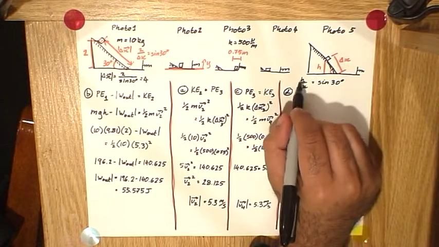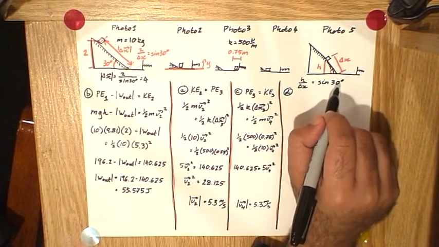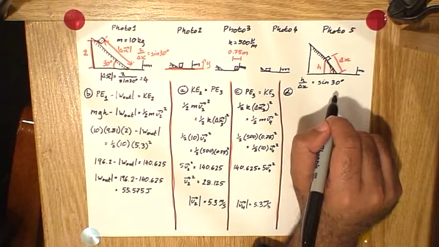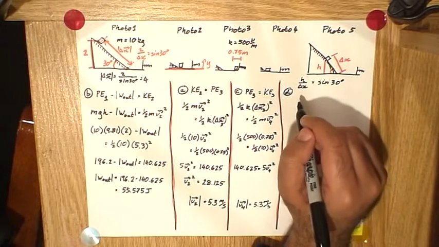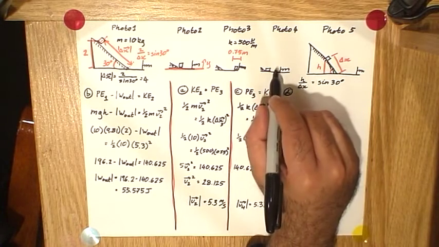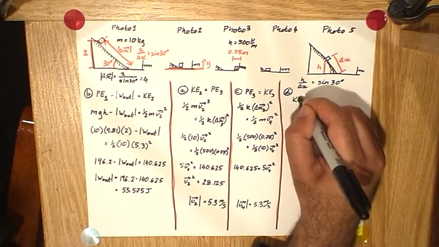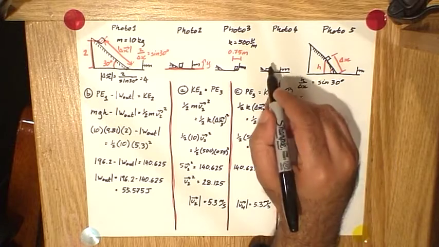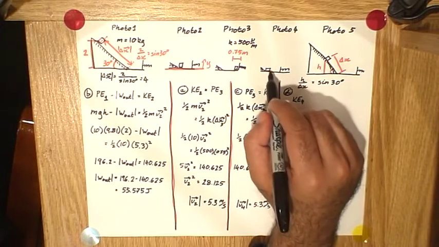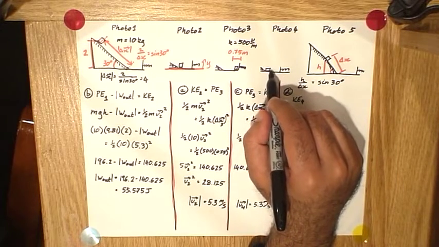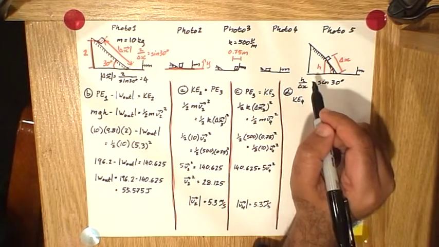That piece of information is going to come in handy a little bit later down the line. Now, for part D, between photo 4 and photo 5, at photo 4 there is kinetic energy, so there's KE4. There is no potential energy at photo 4. Work in, the thing still isn't wearing a jetpack.